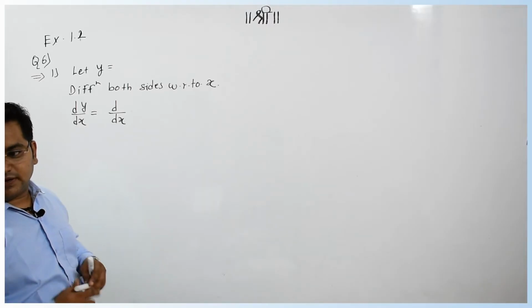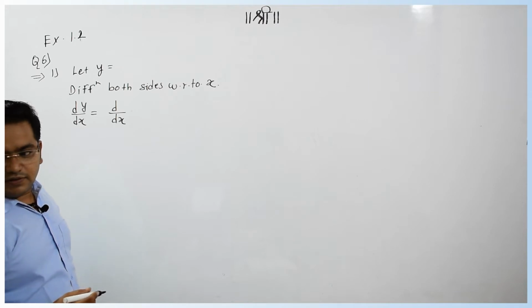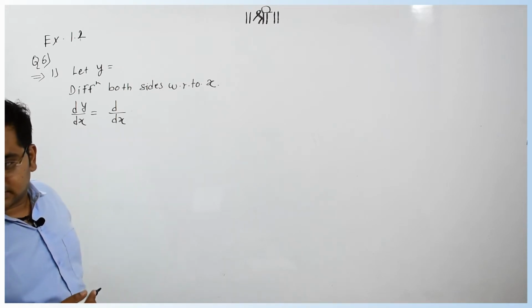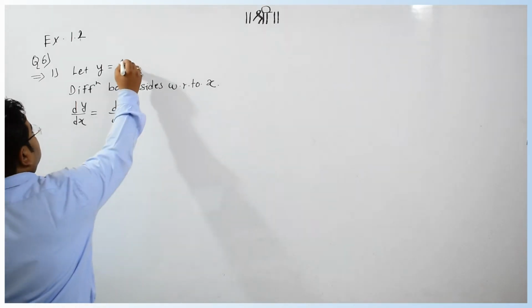Next problem says that cosec inverse of e raised to minus x.